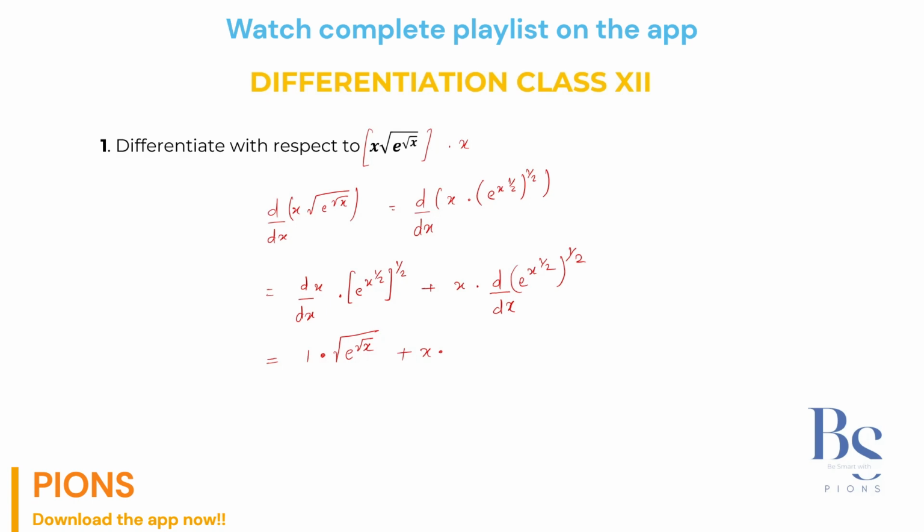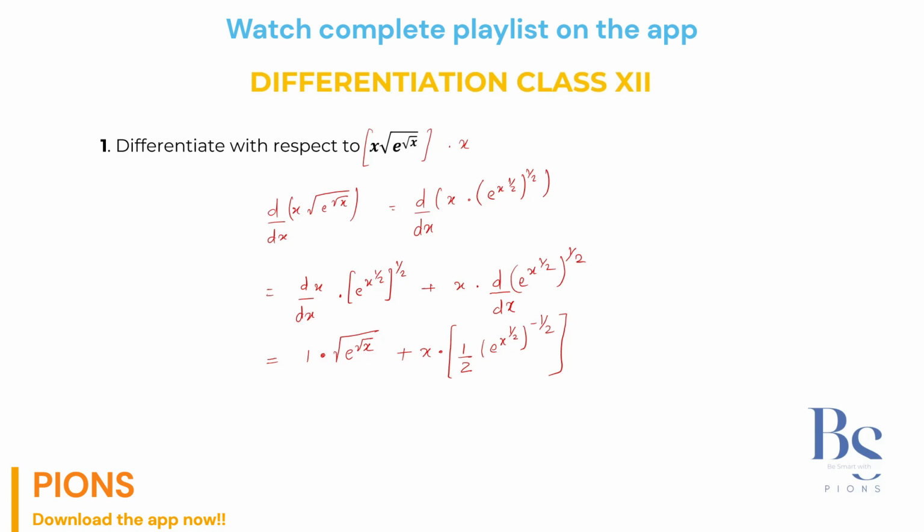Now, always remember, first we give preference to the outer power. Which power? This one, because this is the power of the main function. So the power will come in front and this will be (e^(x^(1/2)))^(-1/2). Let me repeat again. I have differentiated the power first, so the power comes in front and the whole function is raised to power minus half. Done with the power. Let's go inside the bracket.